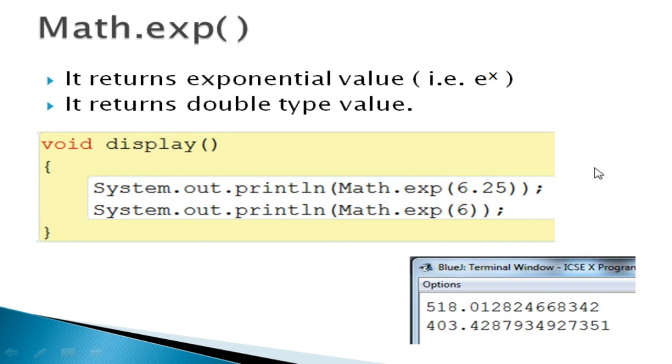Next one is Math.exp. It returns the exponential value. In exams they'll ask you e to the power x, so that will find the exponential value. It returns a double value. Whether the argument is an integer or a double value, it returns a double in both cases.